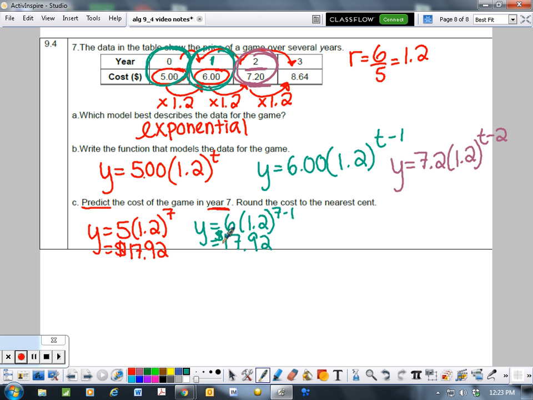And then I could go to the purple one if I wanted to, showing you that really all of these give us the exact same value. So 1.2 to the, let's see, 7 minus 2 is 5. So 1.2 to the 5th power times 7.2 gives us $17.92. So just several things for you to think about and work with on this.